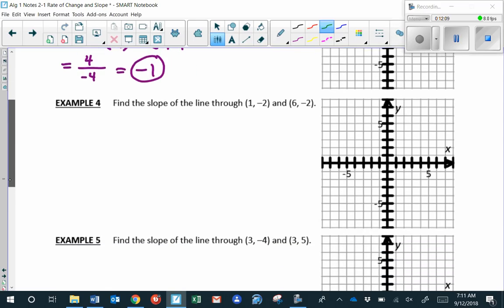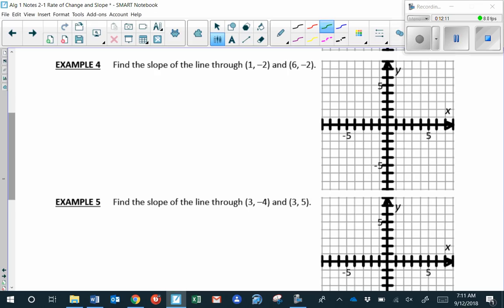In example 4, we need to find the slope of the line through 1, -2 and 6, -2. So we are going to use our slope formula. Slope is equal to y2 minus y1 over x2 minus x1. So the first thing that I'll do is to subtract the y's on the top.